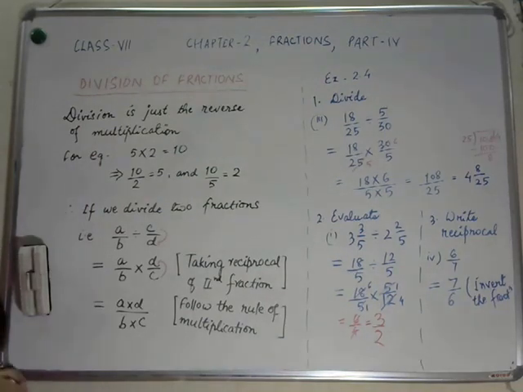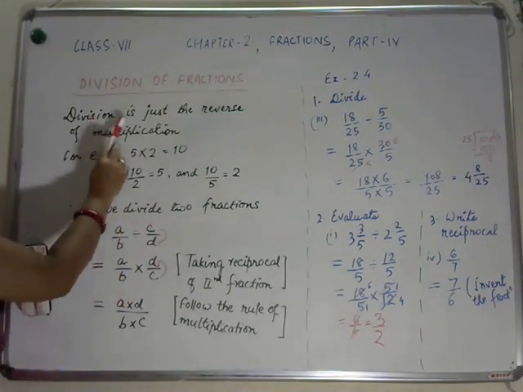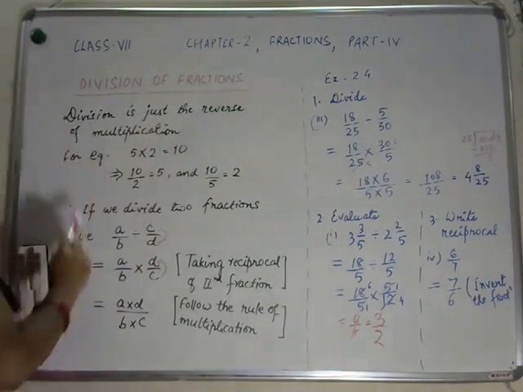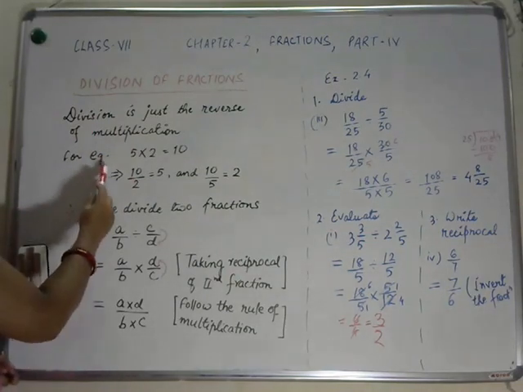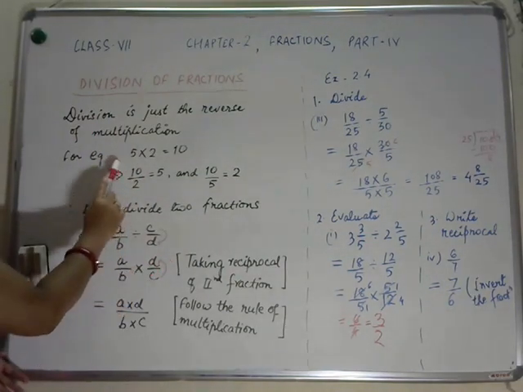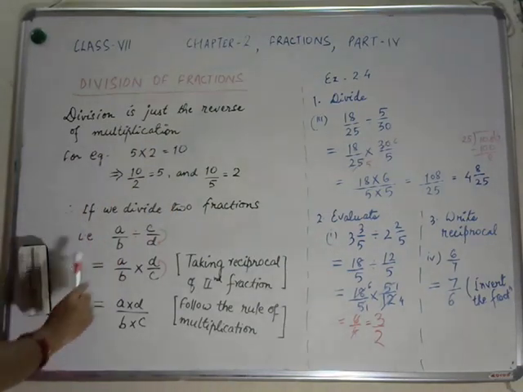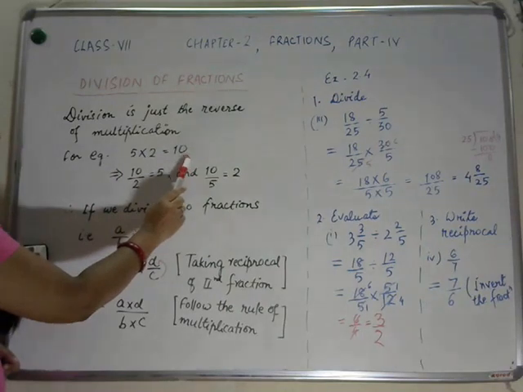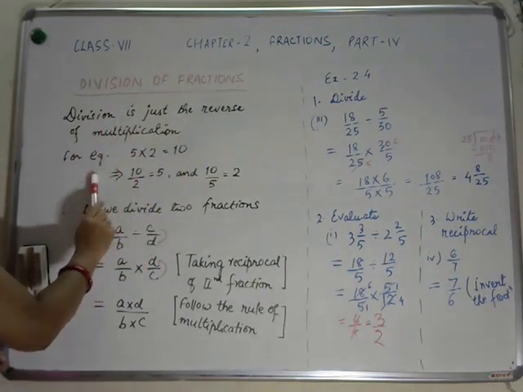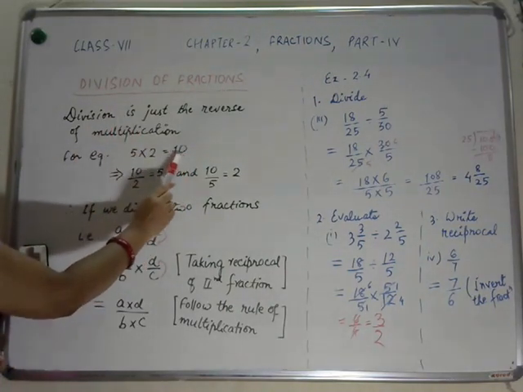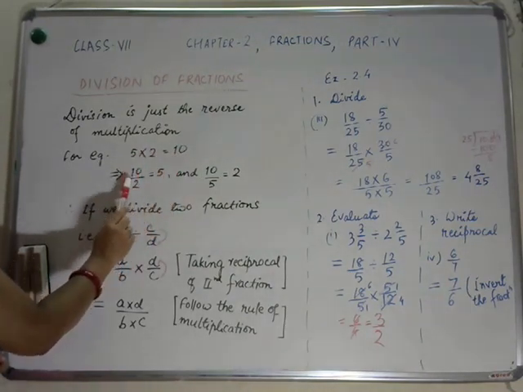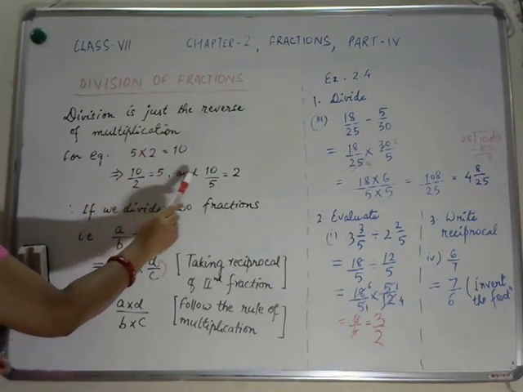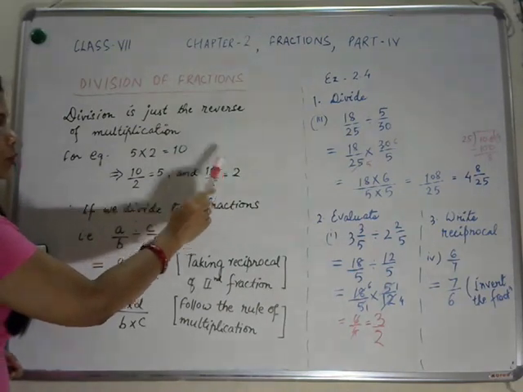Now what we have to see here is that division of fractions actually involves only multiplication of fractions. That we will see. Division is just the reverse of multiplication. For example, I am not taking fractions here, I am taking only whole numbers. Please see here, 5 into 2 is 10. So this is multiplication, and division is its reverse. From 5 into 2 is 10, we see that 10 divided by 2 is 5 and 10 divided by 5 is 2.